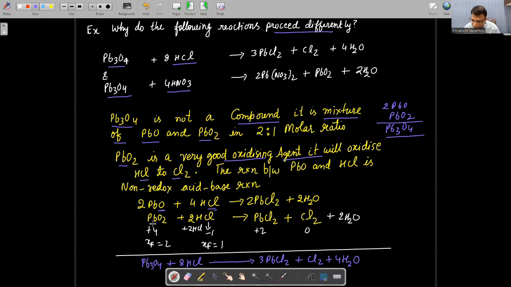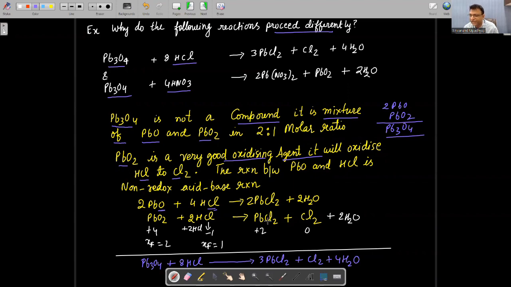On the left, lead is 1. On the right, lead is 1. Chlorine on the right, whose oxidation number is changing, is 2. On the left, whose oxidation number is changing, is 2. Now there are two types of chlorine on the right hand side, one whose oxidation number is changing and one whose oxidation number is not changing.